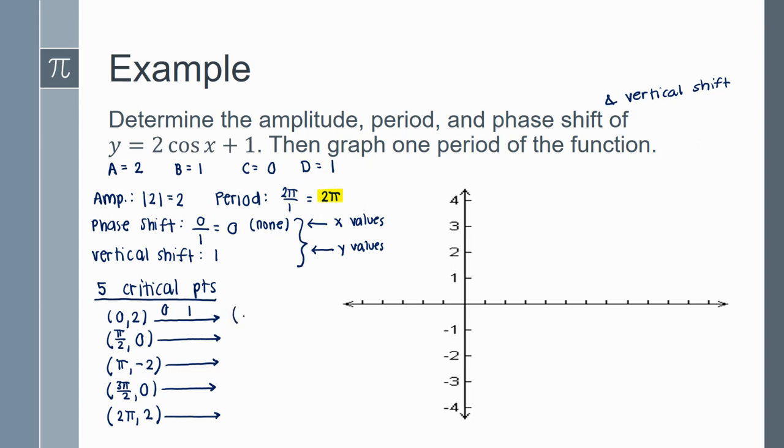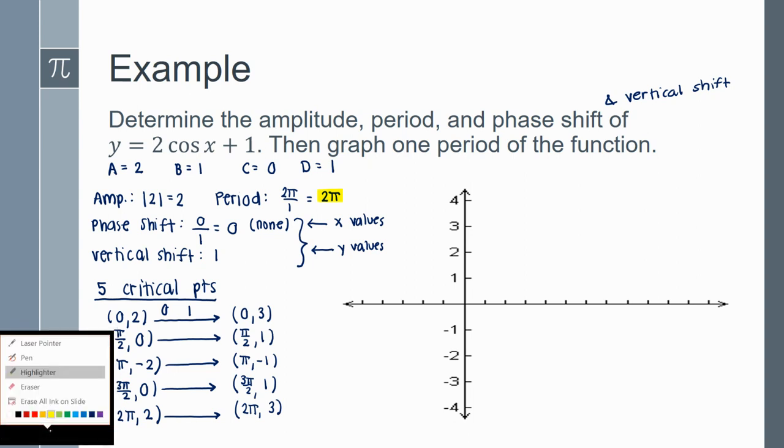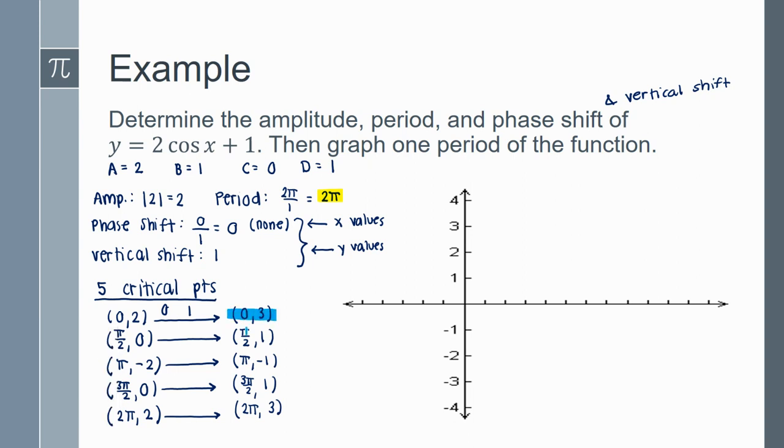Okay, so we're going to have then (0, 3) as our starting point. We'll have then (pi over 2, 1) as our second critical point. (Pi, negative 1) is the third. (3 pi over 2, 1) is our fourth. And then (2 pi, 3) is our last critical point. So once again, then, it's the new critical points that I am going to actually be plotting.